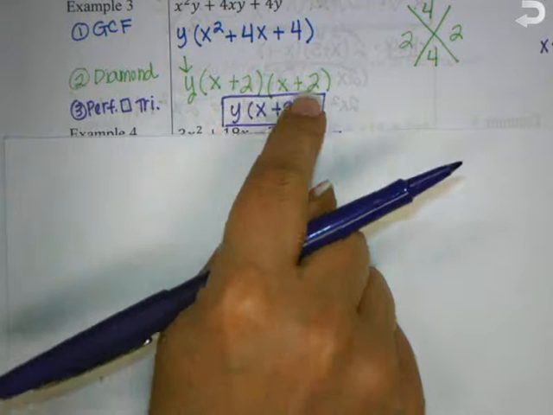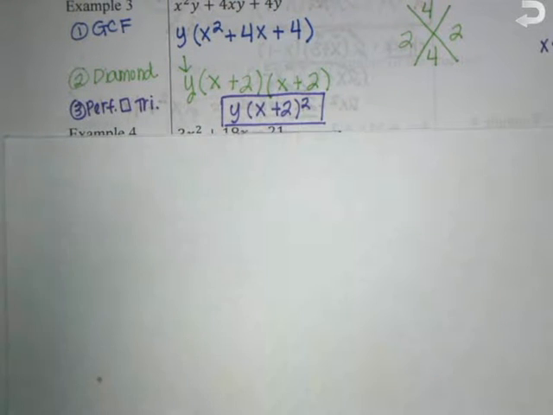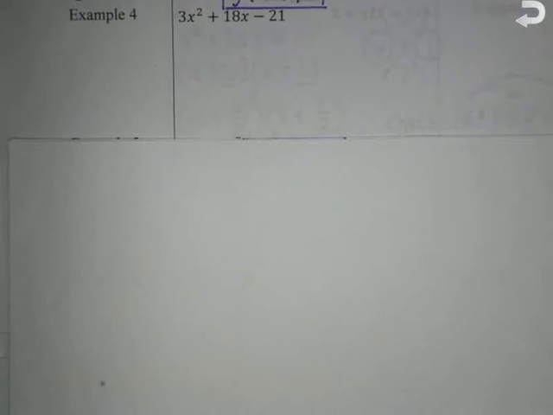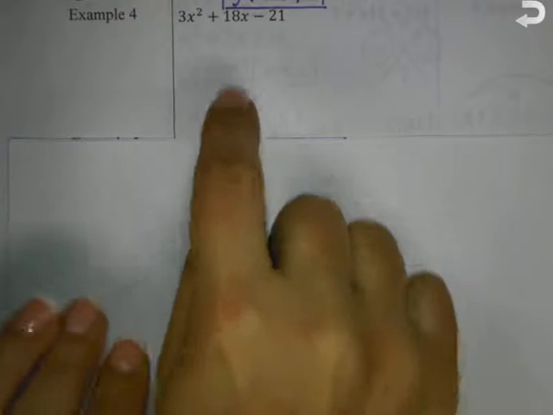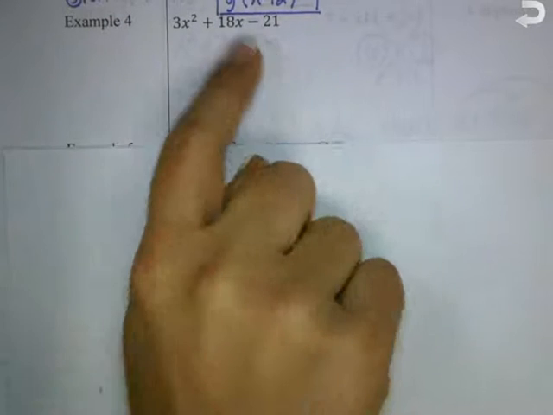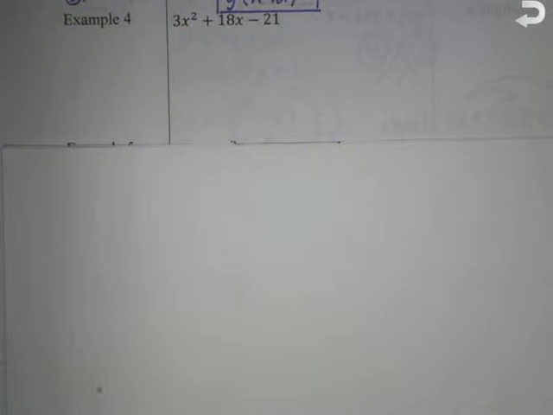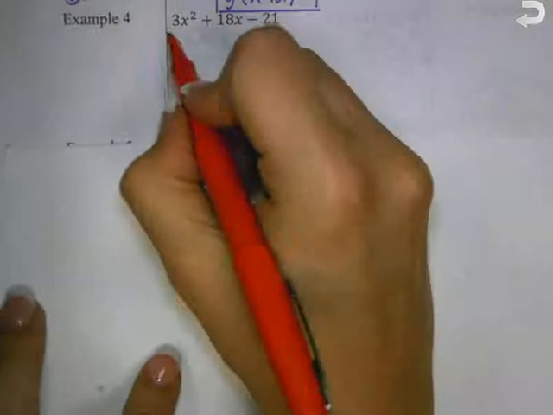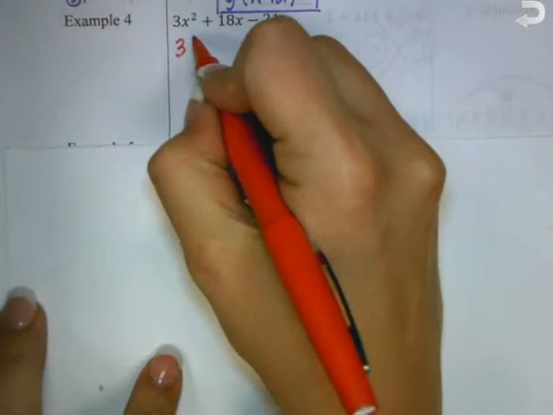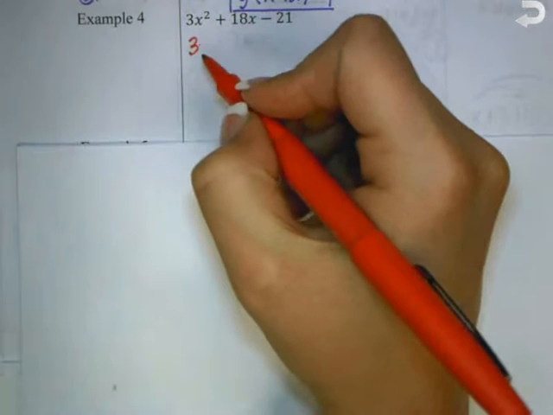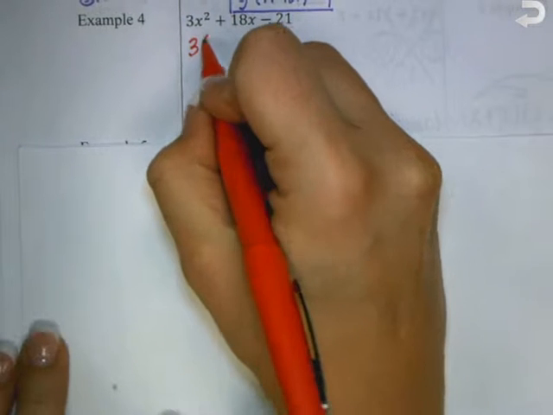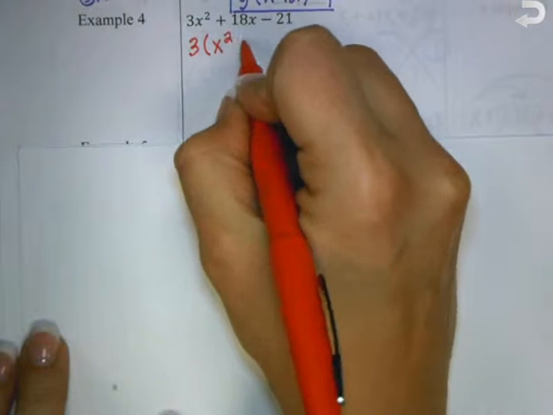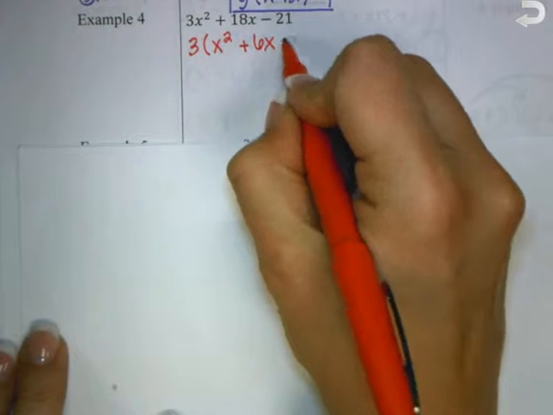Okay. 3x squared plus 18x minus 21. Alright, so Bobby, what was my GCF here? Good, GCF was 3. How many of you got GCF as 3? Good, so if I factor out a 3, what is left inside? X squared plus 6x minus 7. Good. Okay, so we pulled out a GCF. That was our first step.